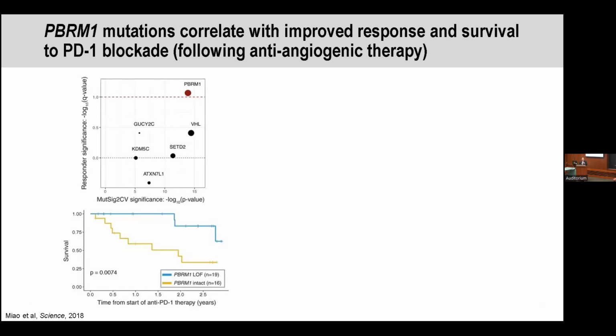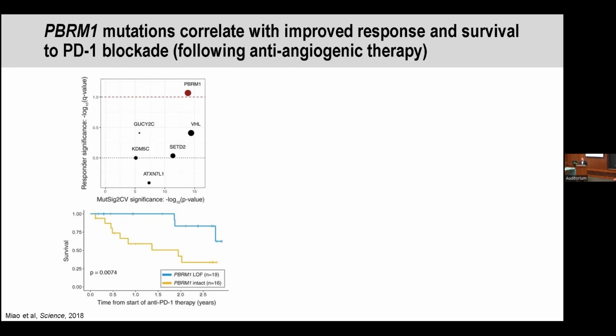What are the mutations that are recurrent in kidney cancer among those 35 patients? That's on the x-axis. And out of those recurrent mutations, which are actually significantly impacting response to therapy? And that's on the y-axis. And we can see there's only one. Loss of function mutations in the PBAF complex member, PBRM1, were associated with improved response. And we see at the bottom also improved survival in this small cohort of 35 patients.